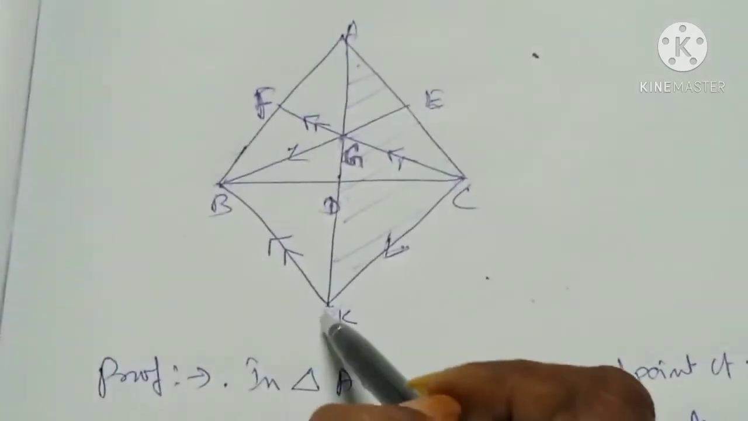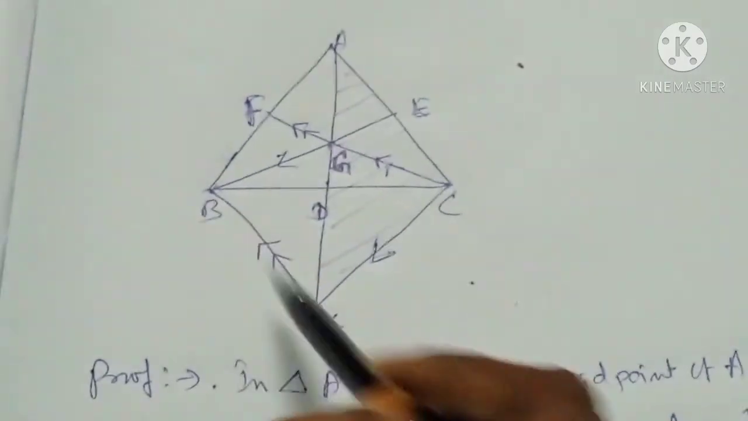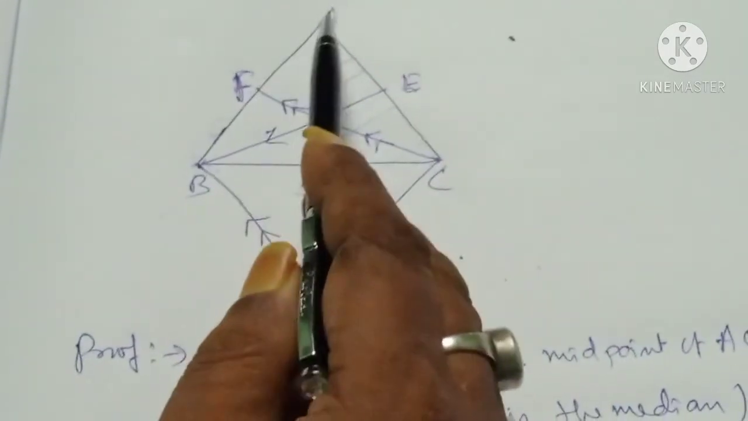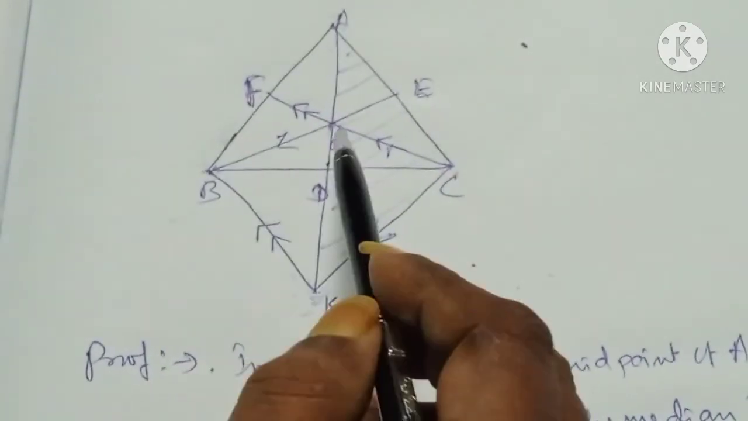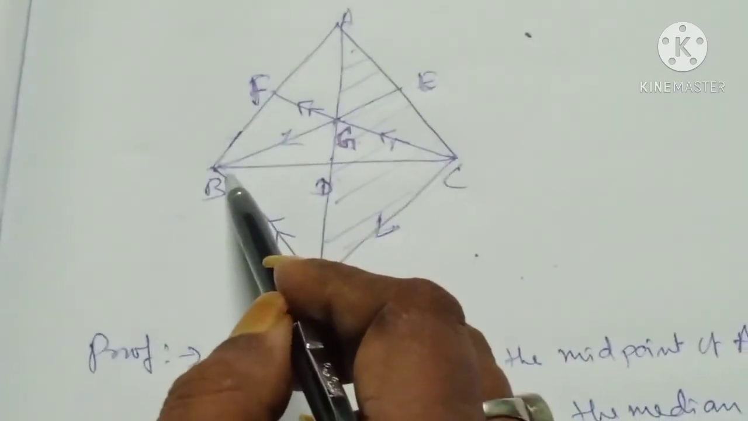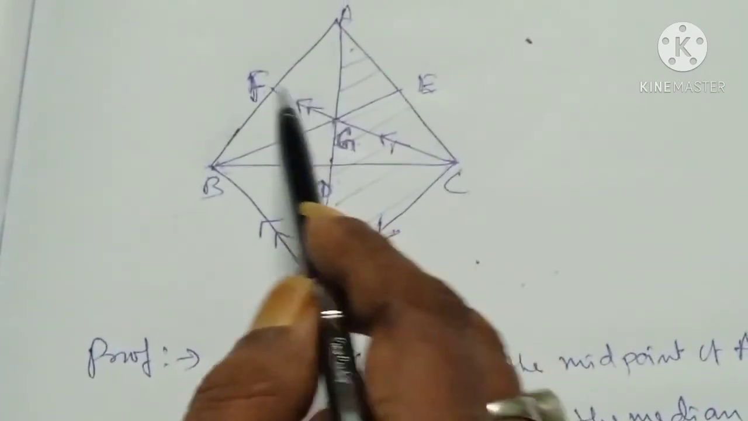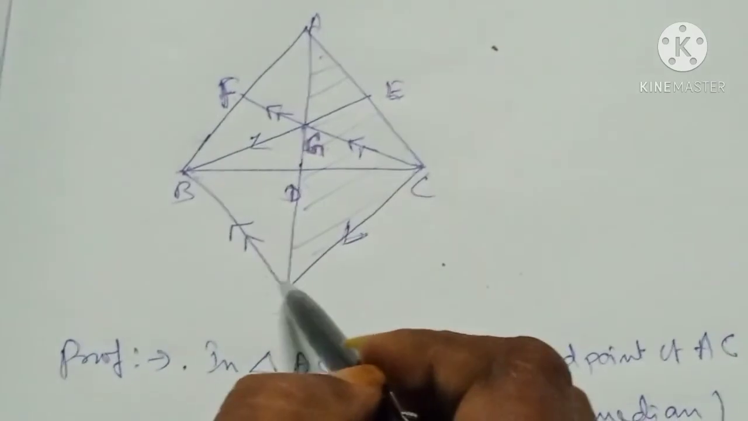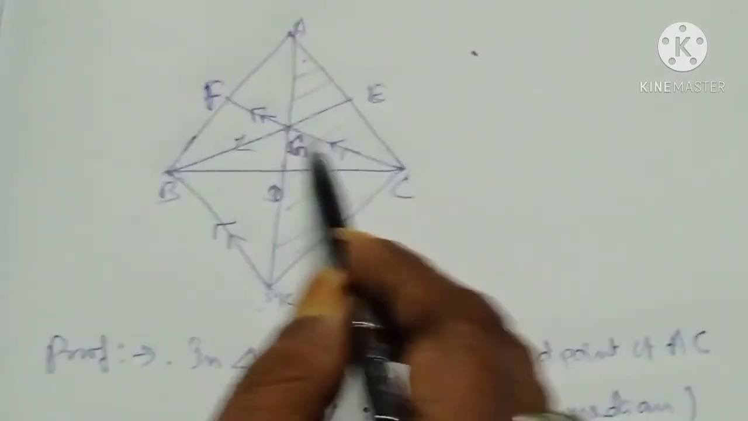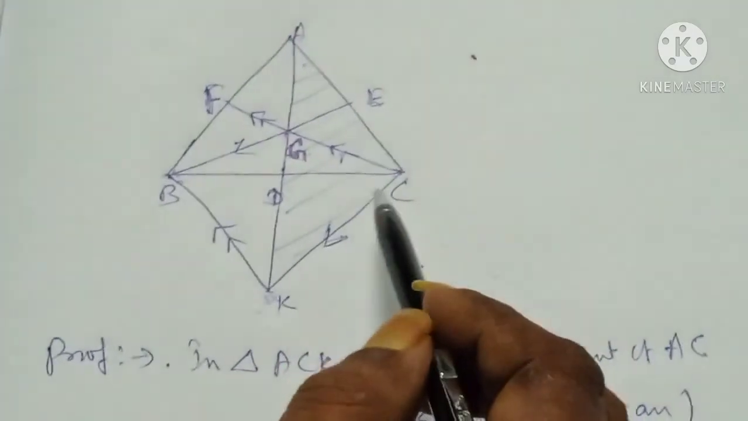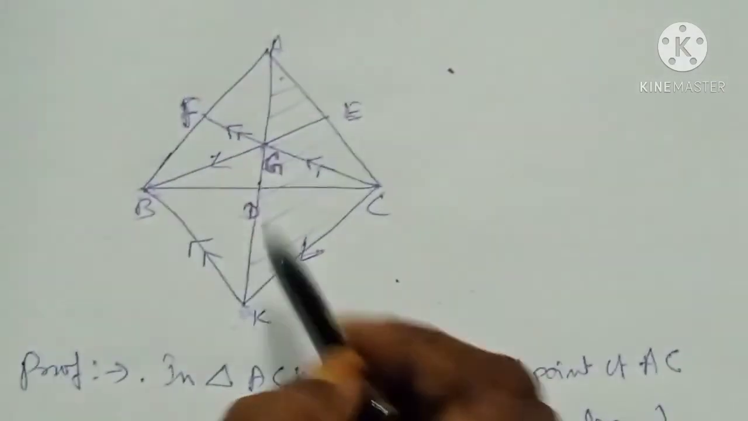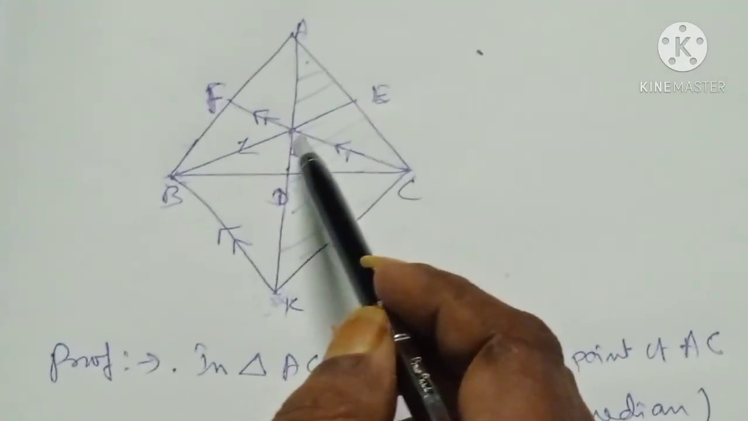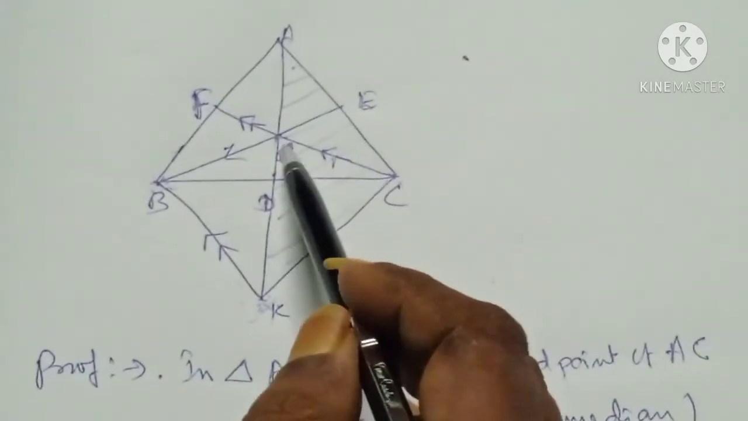Now in triangle ABK, G is the midpoint of AK and F is the midpoint of AB. This is given. So GF is parallel to KB. Why? The line joining the midpoints of any two sides of a triangle is parallel to the third side. Therefore, CG is parallel to KB, and GB is parallel to CK from construction. So GBKC is a parallelogram.